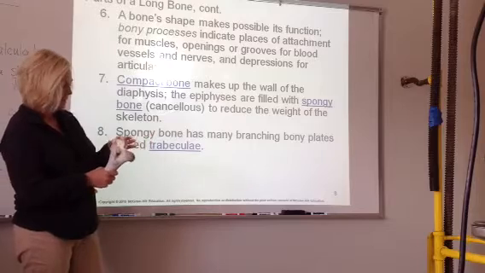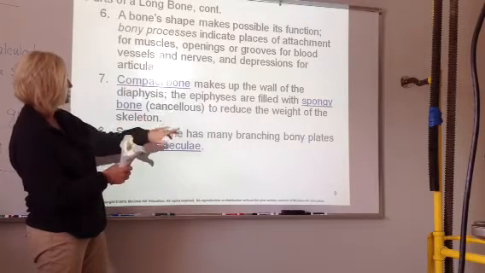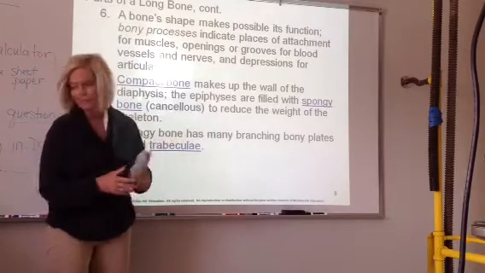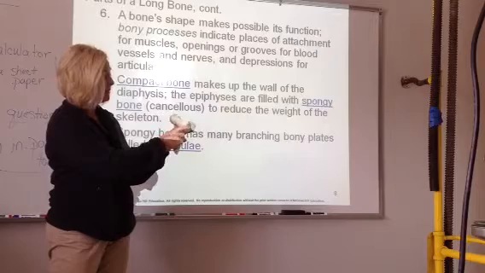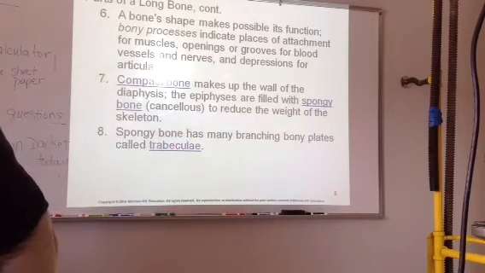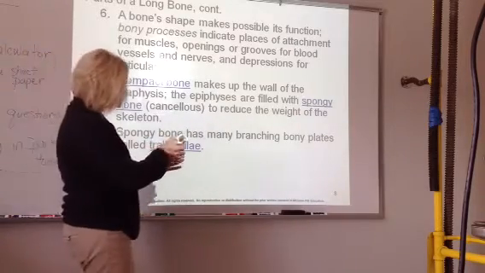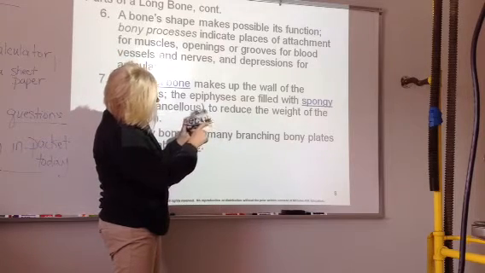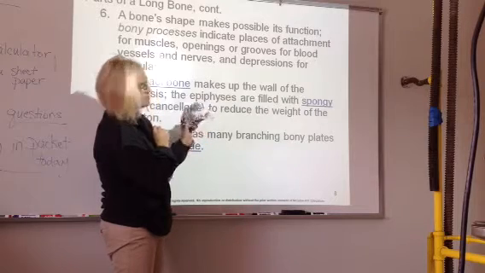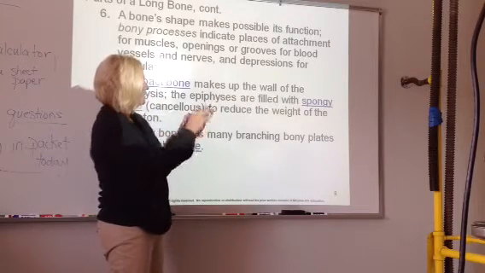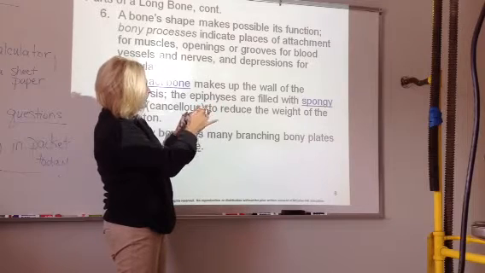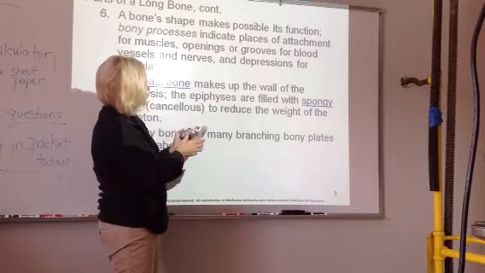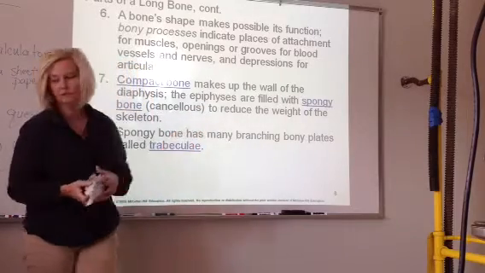Spongy bone, here, every little branching bony plate is called trabeculae. If I look inside, I'm going to find that on the ends, like I said. Also, inside of most of your bones, there will be some spongy bone on the inside of your medullary cavity. So compact bone and then a small layer of spongy bone, and all those little grooves or plates that stick out are called trabeculae.